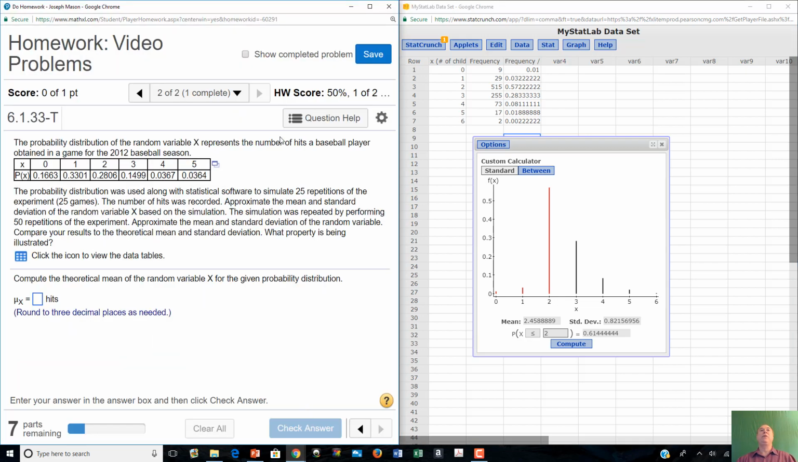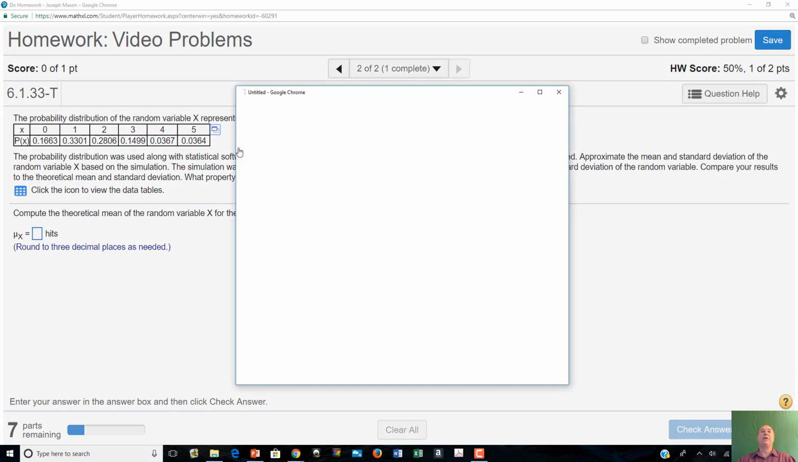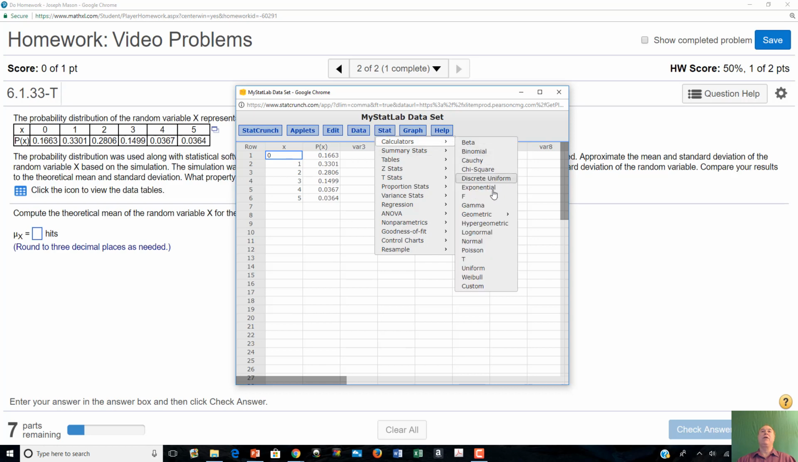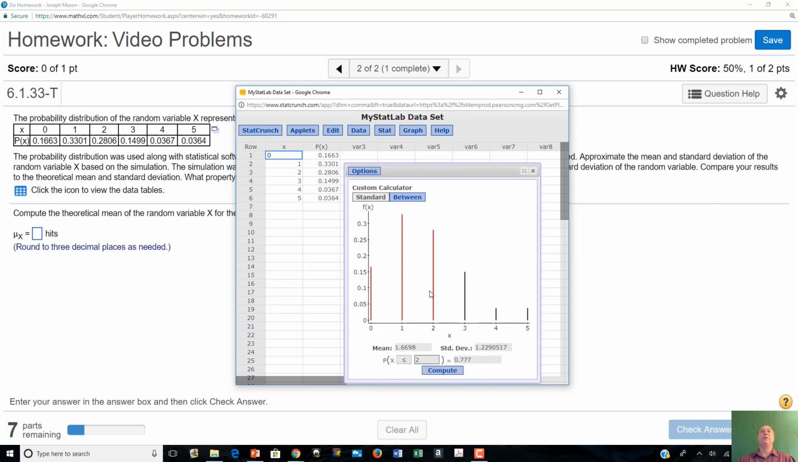Okay, problem 2. In this case, we're given a probability distribution, and they want us to find the mean. So I clicked open in StatCrunch. Click Stat, Calculator, and go all the way down to the bottom, Custom. The values would be your X values. Your weights would be your probability. Click Compute.